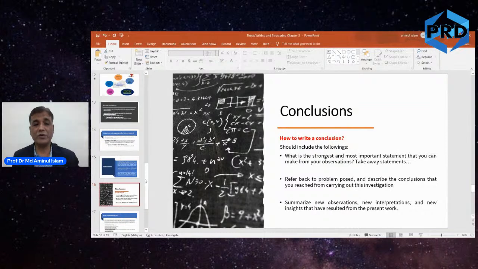So how do we write the conclusion section of the research? It should have the following. Number one, what is the strongest and most important statement you can make from your observation? As I said at the beginning of today's presentation, some takeaway statements. People will take something home away from you.